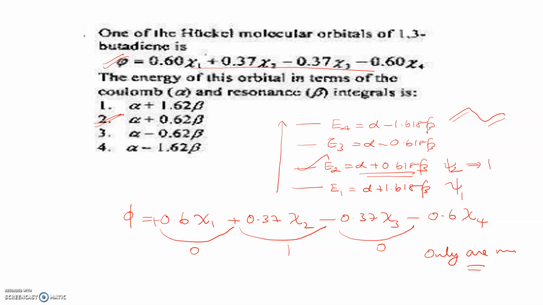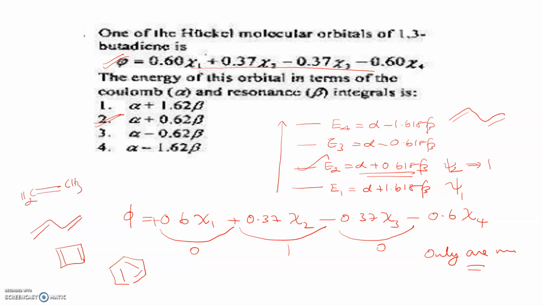It's very simple. Just see the molecular orbital and identify the number of nodes. The number of nodes will tell you which molecular orbital it is, whether it corresponds to the ground state, first excited state, or second excited state. But the energy expressions you should remember, for 1,3 butadiene. At least remember for ethylene, then for 1,3 butadiene, then cyclobutadiene. For these systems, try to remember the energy expressions. Then benzene.